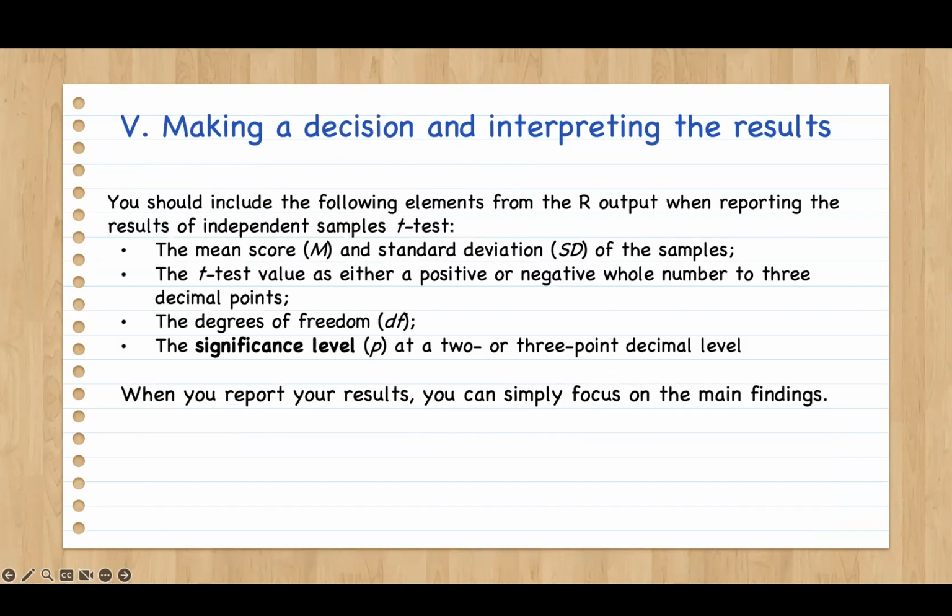Okay, so usually when academic articles interpret or make a decision about the results, they report the following things. The mean score is represented by M, and SD is the standard deviation of the samples. The t-test value, either positive or negative, and the degrees of freedom, DF. The significance level is represented by the letter p, at the 2 or 3 decimal place level.